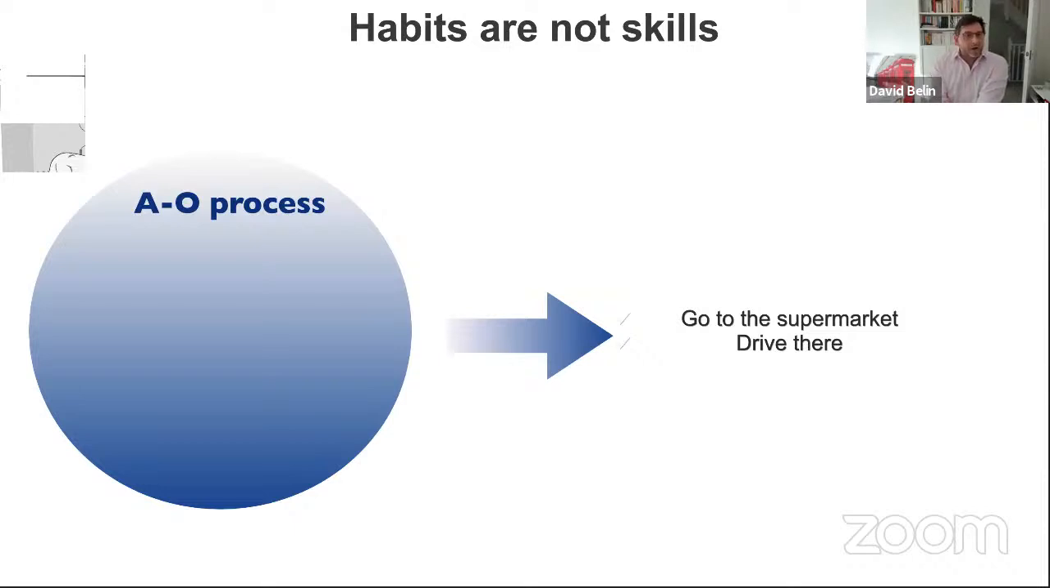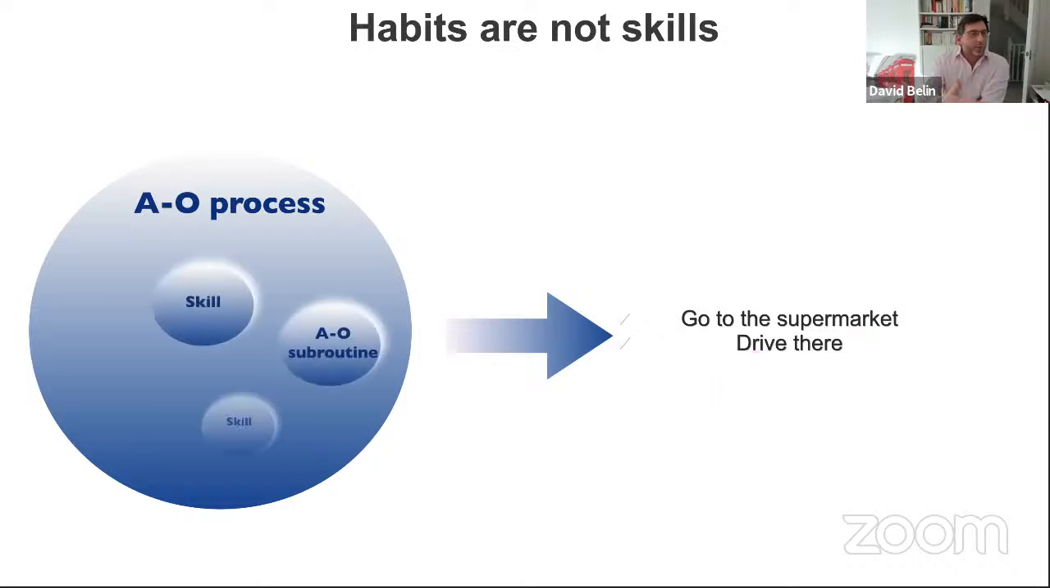So for instance, I can have a goal-directed action-outcome overarching schemata. I need to go to the supermarket and I'm going to drive there. And in the performance of that behavioral sequence, I can recruit skills, action-outcomes, subroutines, or habits, okay?